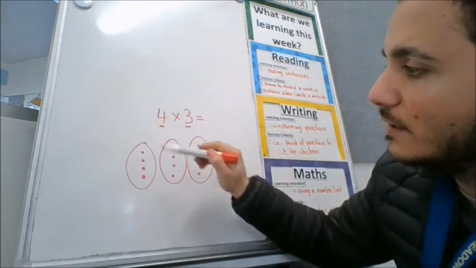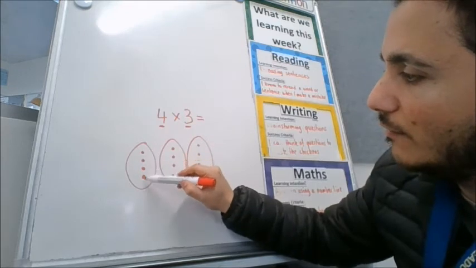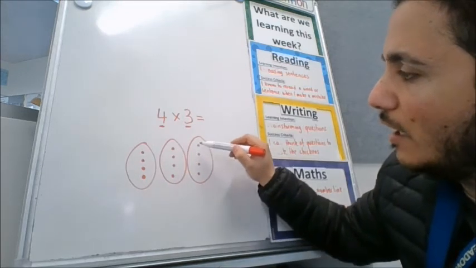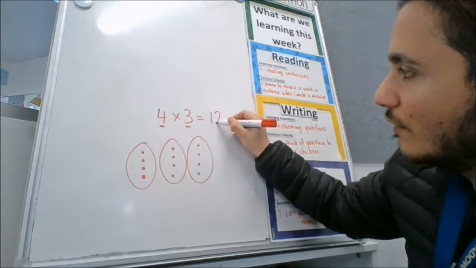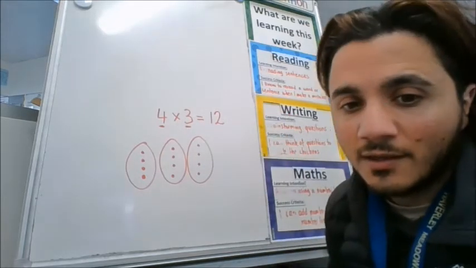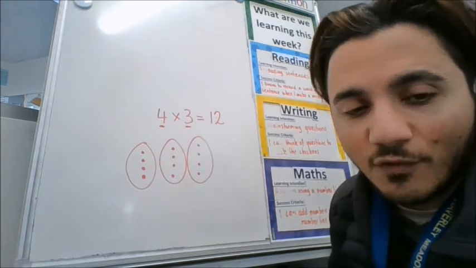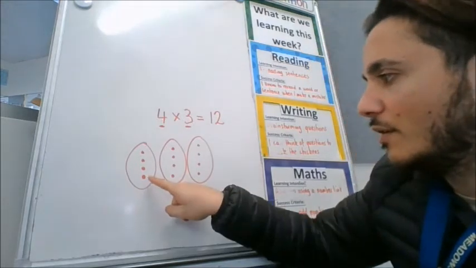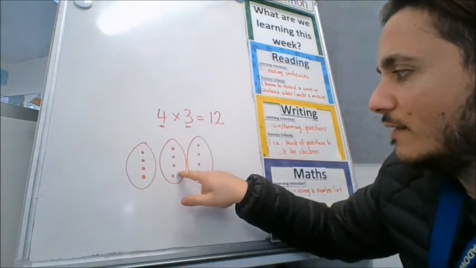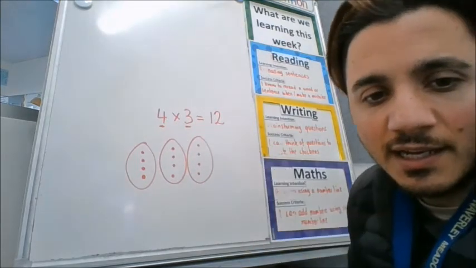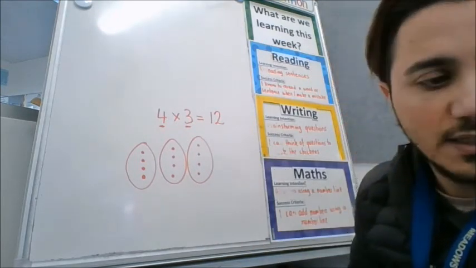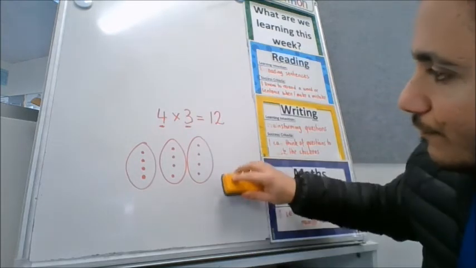I can count by ones: 1, 2, 3, 4, 5, 6, 7, 8, 9, 10, 11, 12. Or hopefully, if you can count by 4s, it will make it even easier: 4, 8, 12. 4 times 3 equals 12. Let's go through one more.